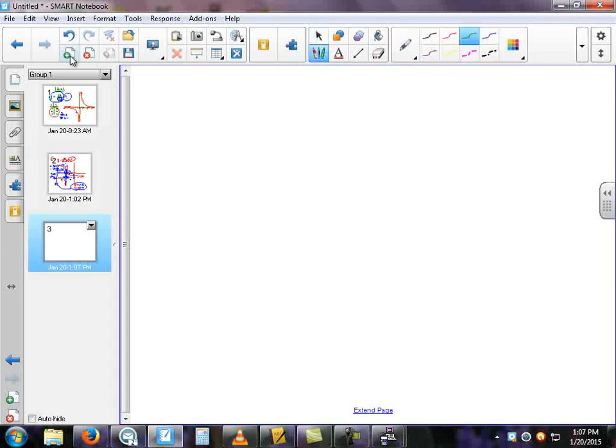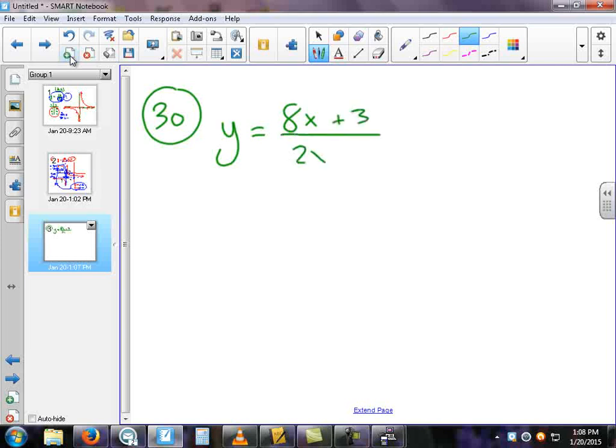And so we want to have a shortcut so we don't have to do a lot of work. So we're going to look at question number 30. y equals (8x plus 3) over (2x minus 6). And wow, this looks totally complicated in comparison to the other ones. For instance, I don't know what h is, and I don't know what k is. But there's a rule.